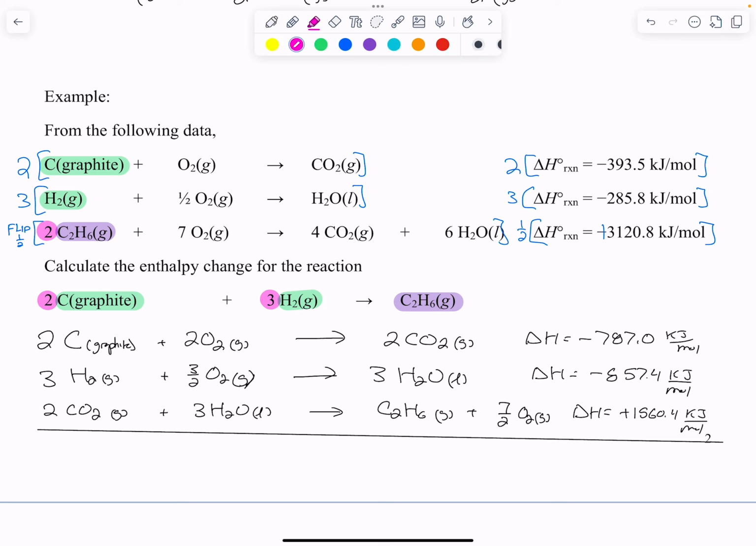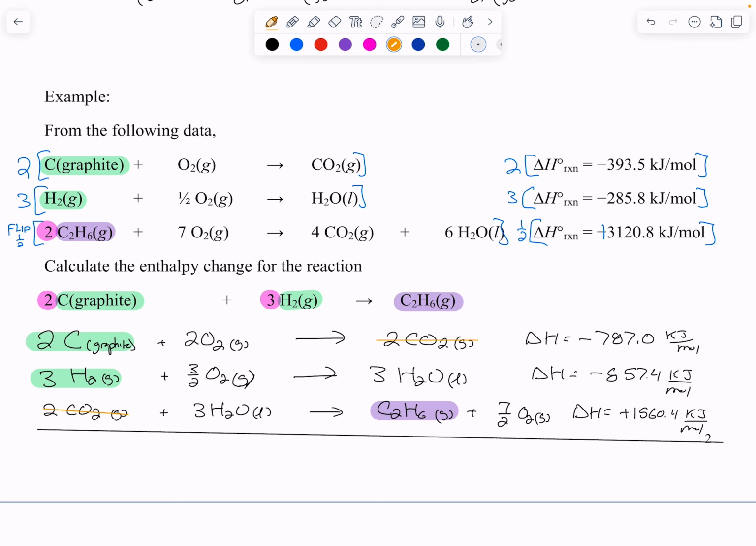My highlighter back out. I have graphite and H2. And then we have this product. Okay. Let's do some canceling. I got CO2. No, I don't want to highlight it. I want to X it out. CO2 gone. 2 CO2 gone.